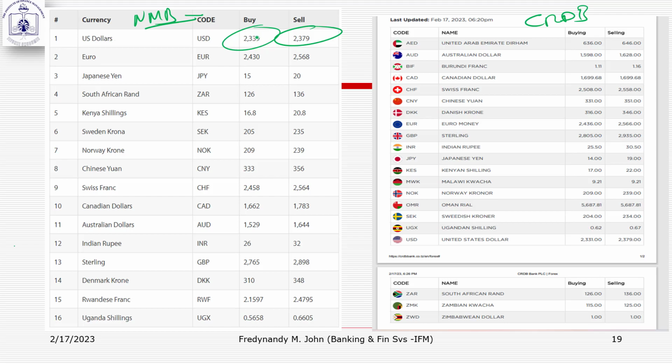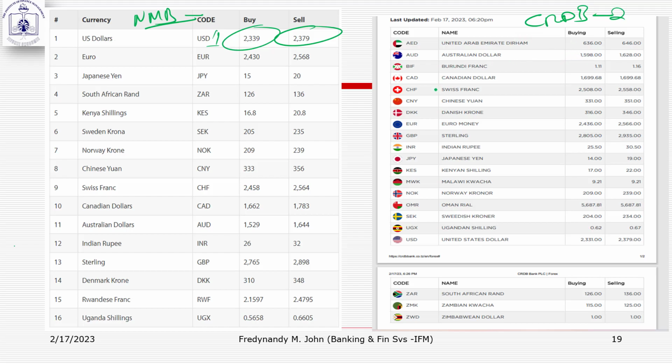The dealer will buy that 1 unit of USD from you at a price of 2,339, and if you are the one who wants to buy, then the dealer will sell to you for 2,379. Let's look at this second dealer.